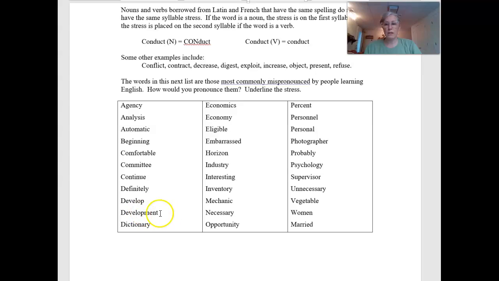development. This is one that everybody gets wrong unless they grow up speaking English. Development. In this one, I say develop. Development. Vegetable.